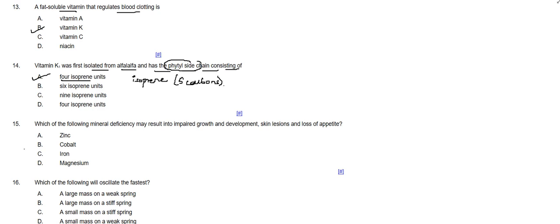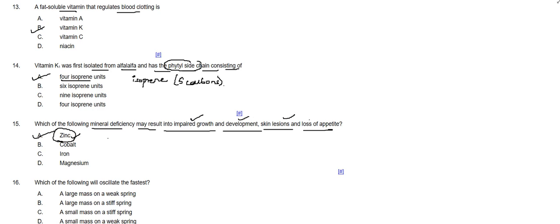Number 15, which of the following mineral deficiencies may result in impaired growth and development, skin lesions and loss of appetite? So all these are due to the deficiency of zinc. If you remember, we have already done in previous practice MCQ videos that zinc is the mineral ion required for the enzyme which synthesizes vitamin A. When zinc is deficient in the diet, it may result in impaired growth and development, skin lesions and loss of appetite.